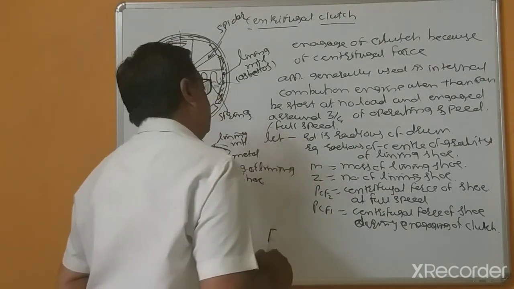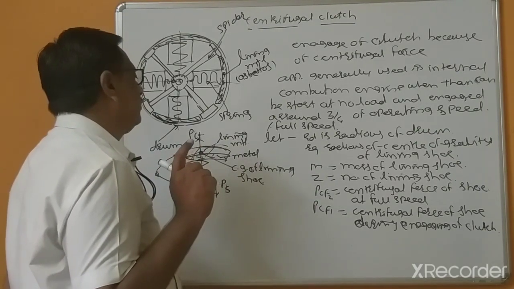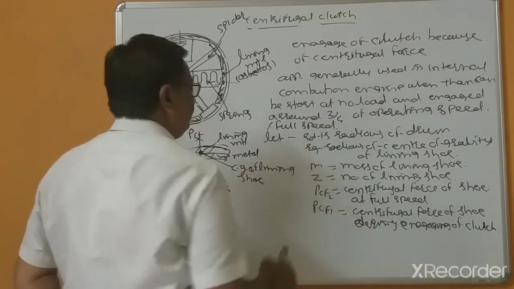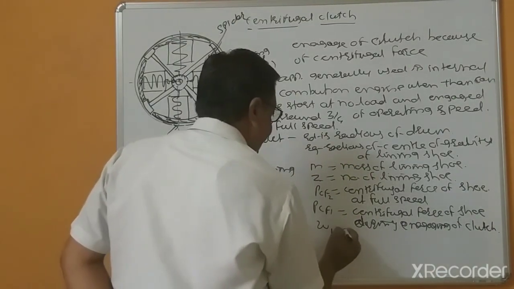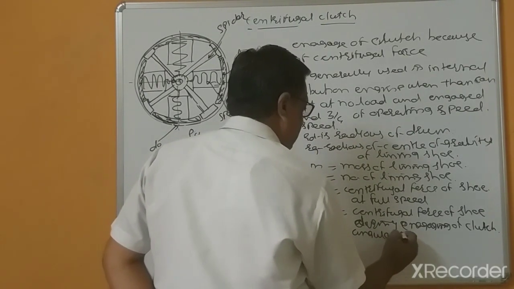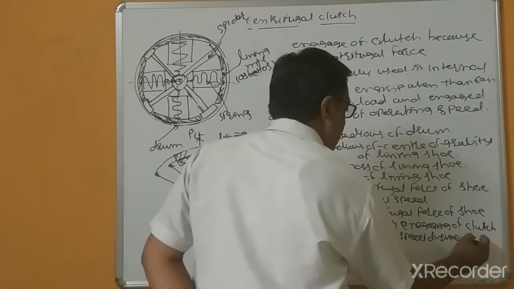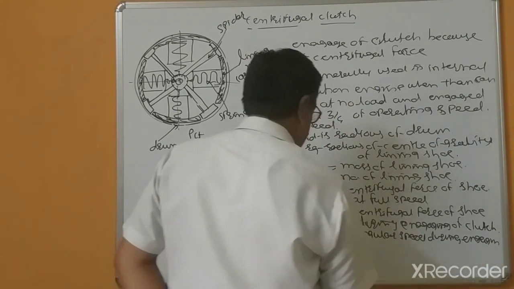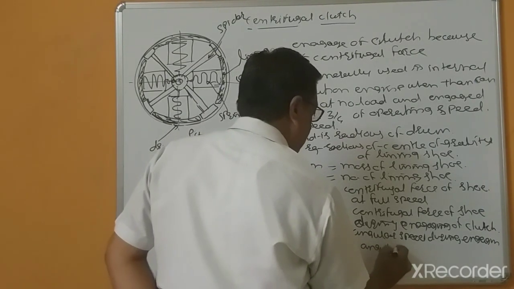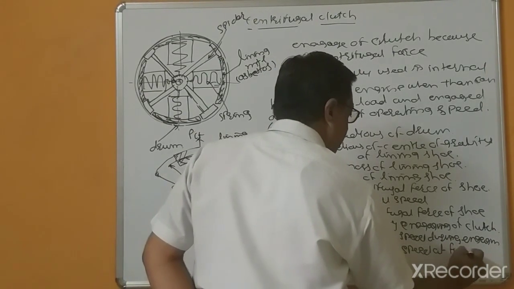Next, PCF2. Omega 1 is the angular speed during engaging, and omega 2 is the angular speed at full speed.